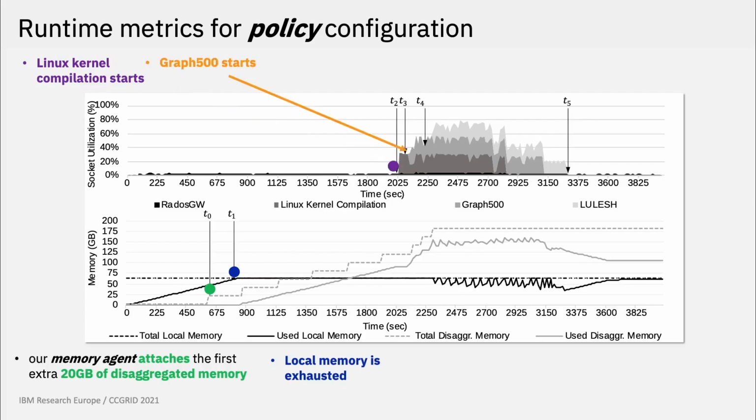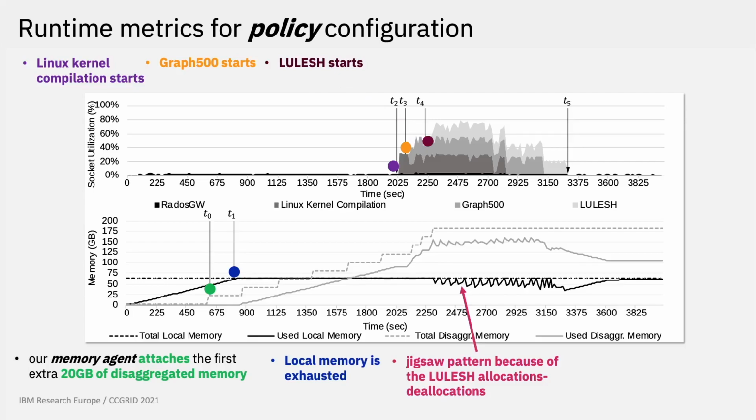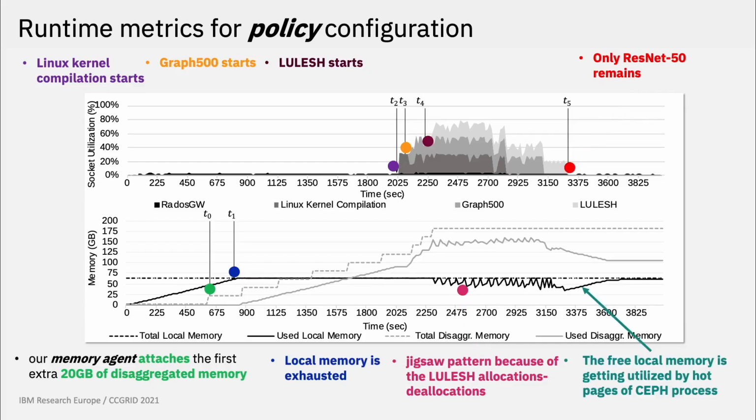At t2, we start the Linux kernel compilation, which doesn't cause another memory disaggregation attachment by our memory agent. However, at time points t3 and t4, where Graph 500 and LULESH applications start, we observe that our memory agent attaches more disaggregated memory to alleviate the pressure caused by each application. During the execution of all benchmarks, we observe a jigsaw pattern, which is due to the allocations and deallocations of LULESH. At t5, 3 applications have ended and only ResNet 50 training is still executing. We observe that when the last application ended, it created some free local memory, which is again getting reserved by the migrated hot pages of the Ceph system.